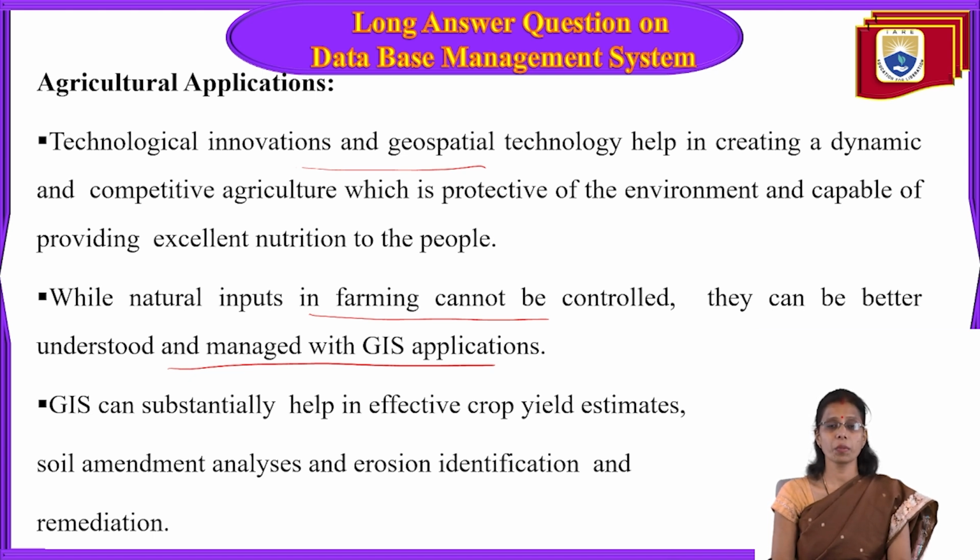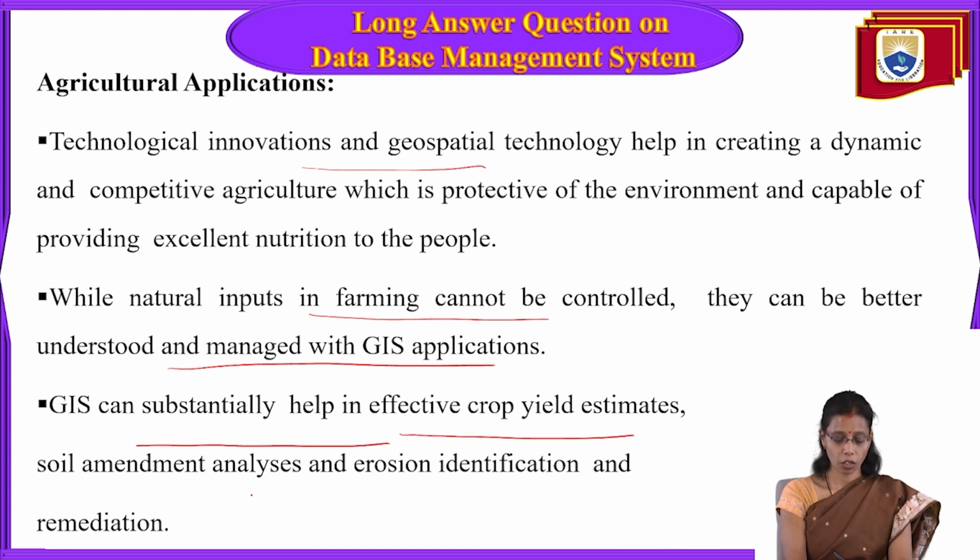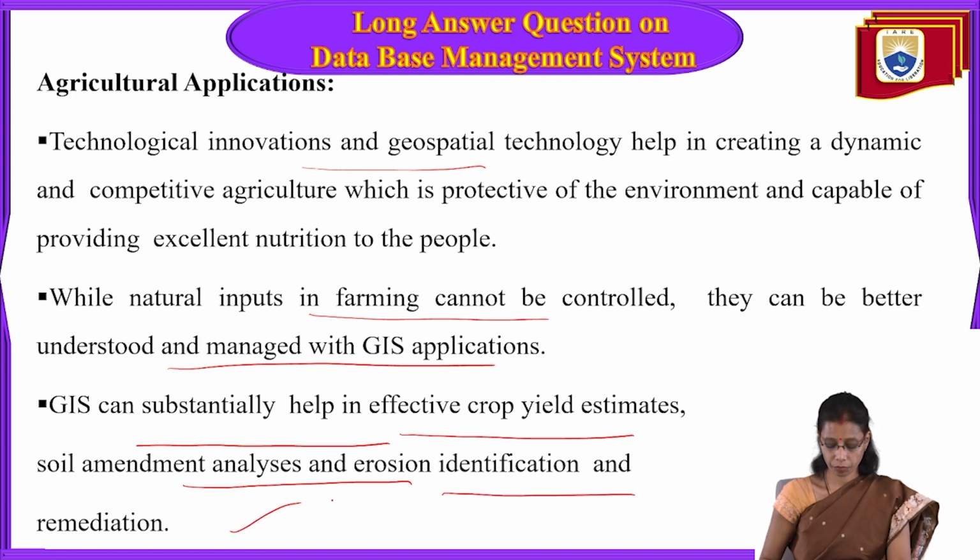So all that information we can get through GIS: how much area is damaged, how much area is to be converted to agriculture areas, and how much crop is to be grown. All that information we can get through the GIS process. So it has very wide applications here. GIS can substantially help with effective crop yield estimates, soil amendment analysis, erosion identification, and remediation.